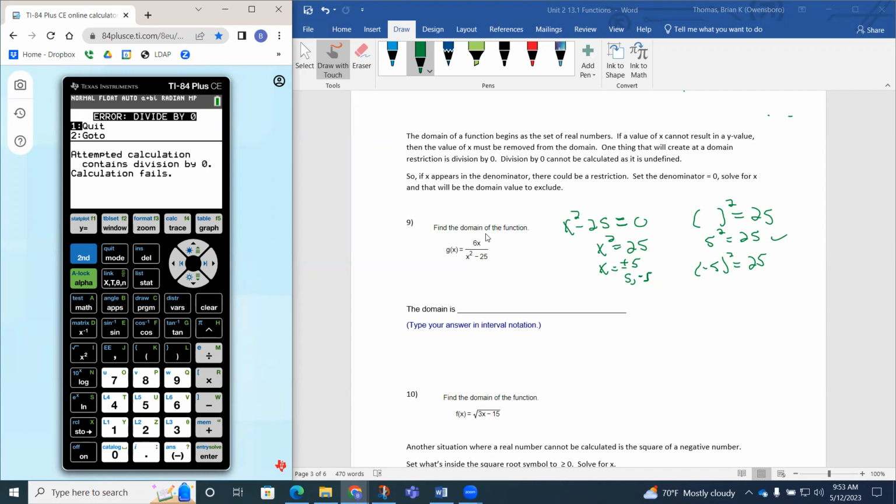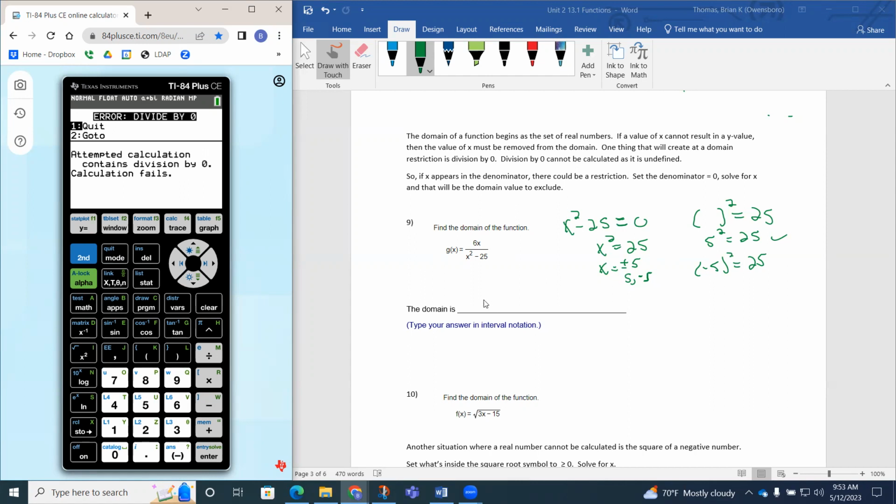So again, if I want to type this in a little bit differently, since this looks like a fraction, I can use the fraction button. So if I hit alpha F1, oops, I have to clear this off. If I hit alpha F1, number 1 makes a fraction. So if I put 6 times negative 5 in the numerator, since I'm saying x is negative 5, and on the bottom, I put that negative 5 in parentheses and square it, and then subtract 25, we should also get an error. We get that division error. So that tells me we have to exclude those.